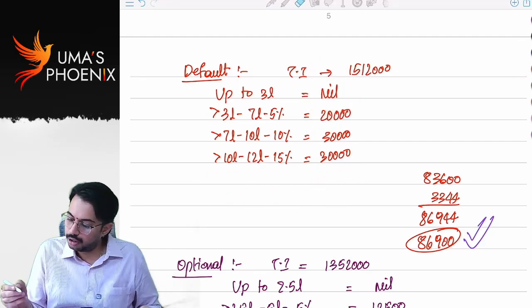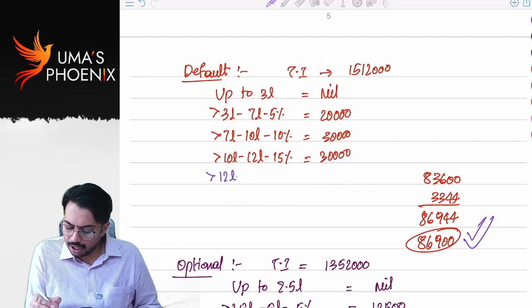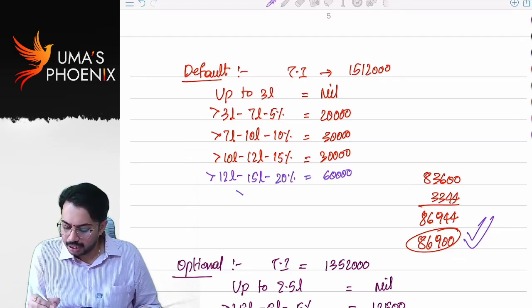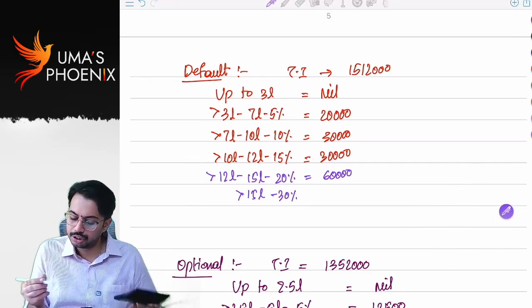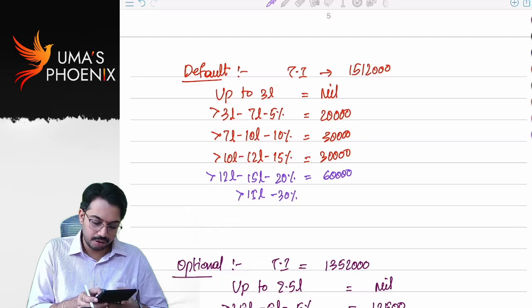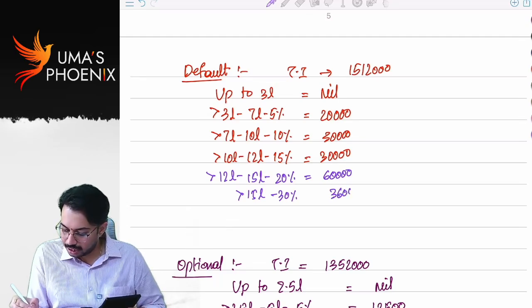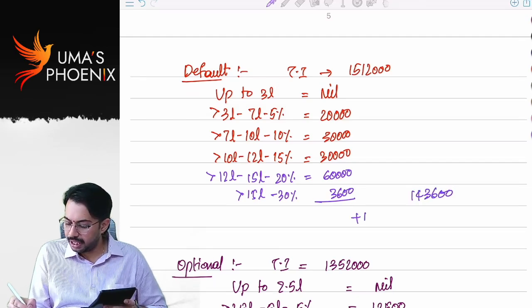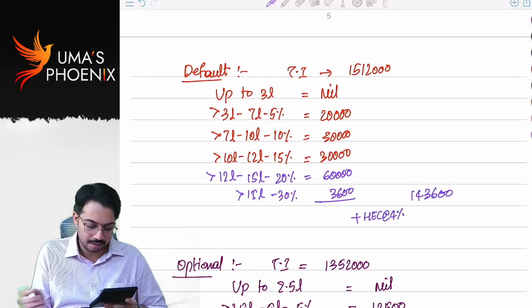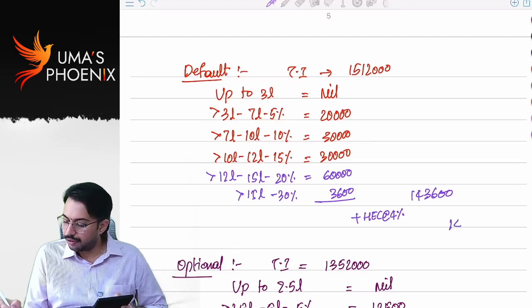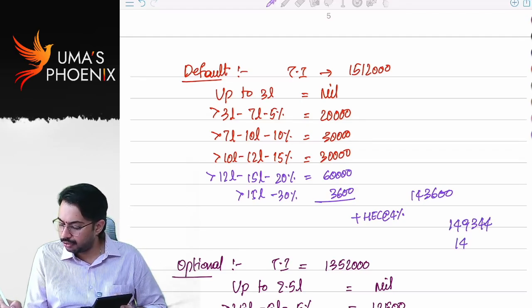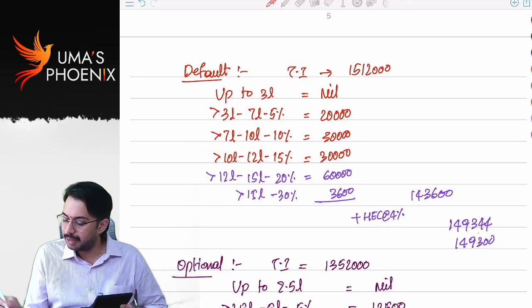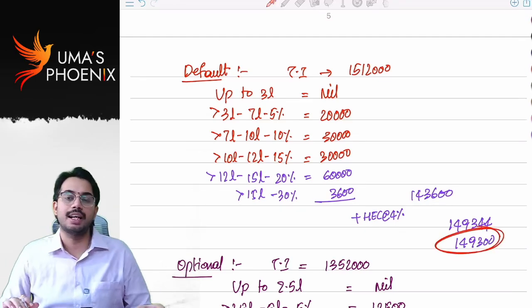Here, it's a small mistake. Greater than 12 lakh up to 15 lakh, tax rate is 20%. It is 60,000. Above 15 lakh, tax rate is 30%. That means how much? 12,000 into 30%, 3,600. So 1,43,600. To this we need to add HEC at the rate of 4%. 1,49,344 rounded off to 1,49,300. So it is beneficial to pay under default tax rate.